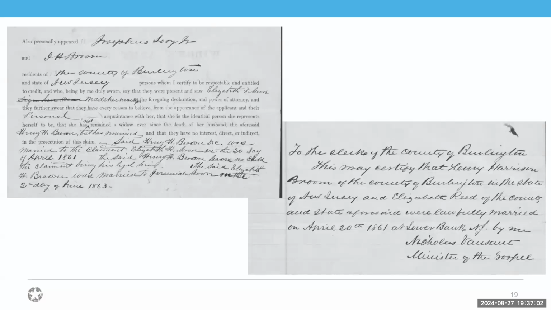This was the proof of her marriage from the minister in the pension on the right-hand side. It proved when they were married, where they were married, and her maiden name, which was not information that the researcher had before. But there you go, finding it in the pension records.